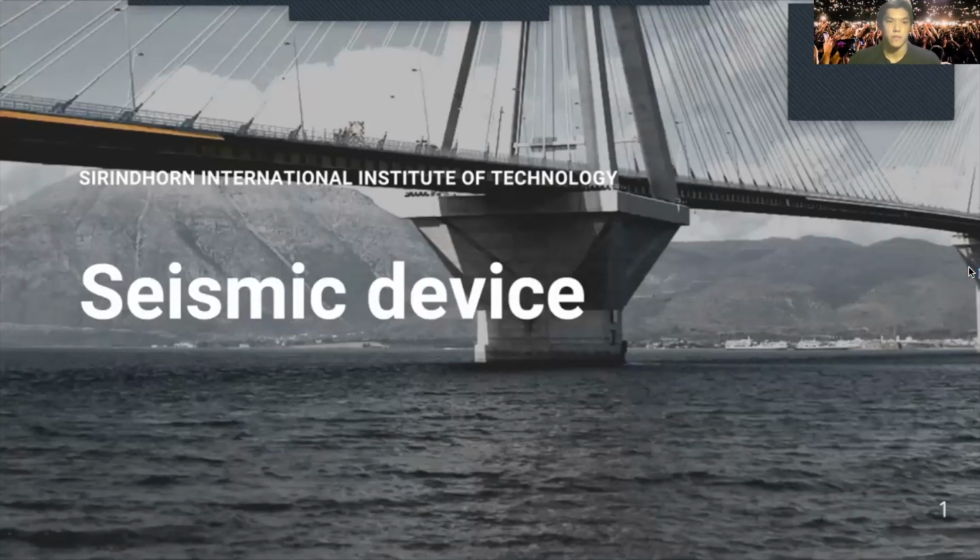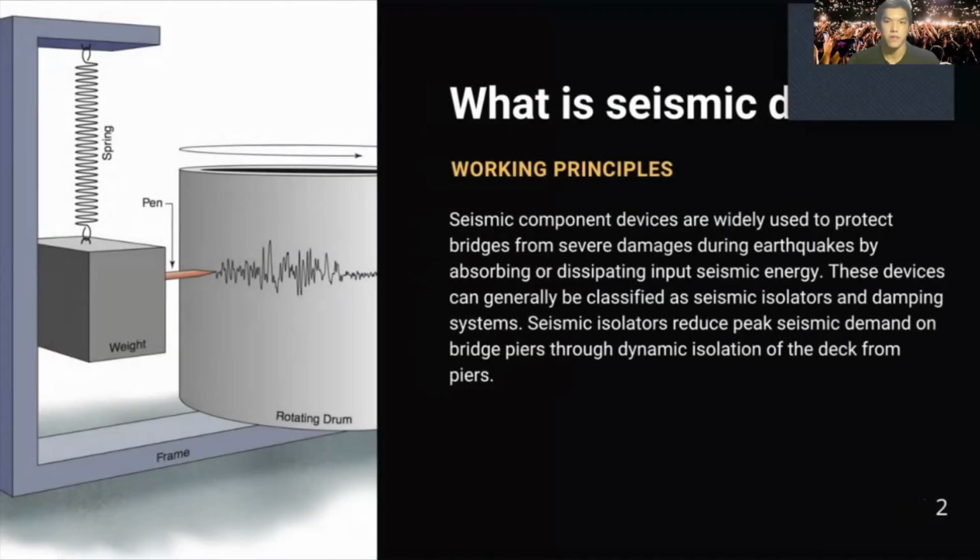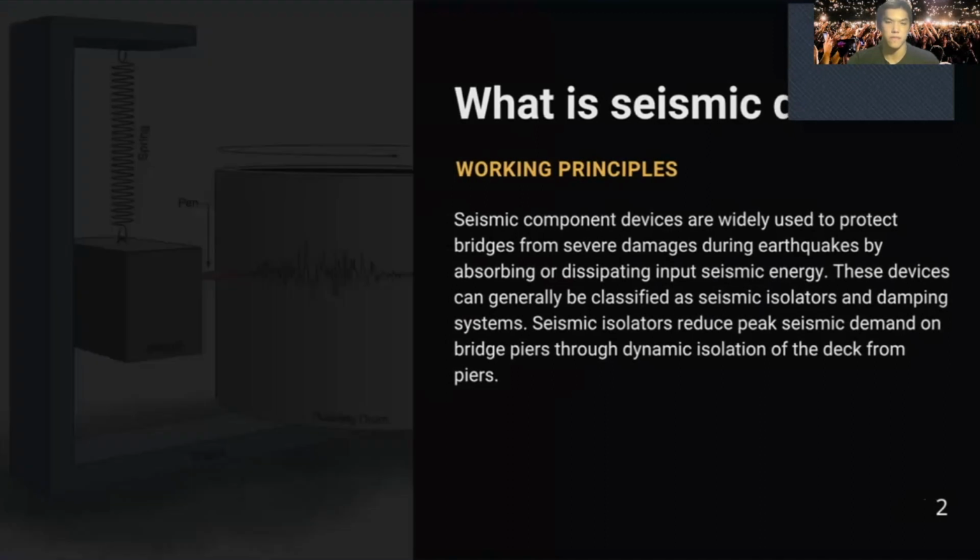Hello everyone, today I'm going to present about the seismic device. Seismic component devices are widely used to protect bridges from severe damage during earthquakes by absorbing or dissipating input seismic energy. These devices can generally be classified as seismic isolators and damping systems. Seismic isolators reduce peak seismic demand on bridge piers through dynamic isolation of the deck from piers.